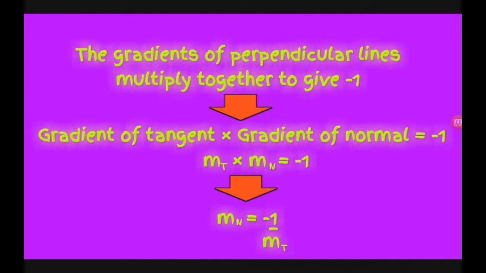From that we can divide by the gradient of the tangent, and that tells us that the gradient of the normal is -1 divided by the gradient of the tangent. Very important, definitely a very big stepping stone that we're going to be using in every question.